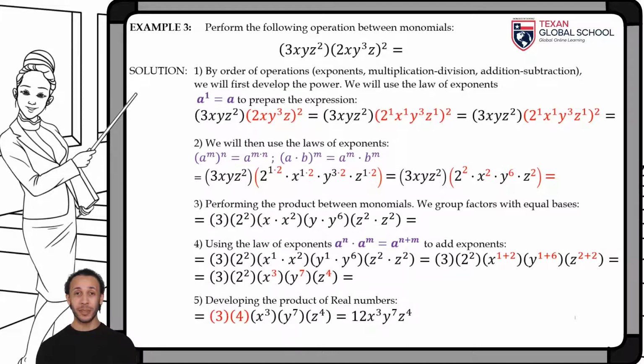Once the power has been simplified, we proceed to perform the product between the remaining monomials. We group factors with equal bases. Later, we add exponents of those equal bases to simplify. Developing the product of real numbers and equal bases, we obtain a result of 12x cubed, y to the 7th power, c to the 4th.